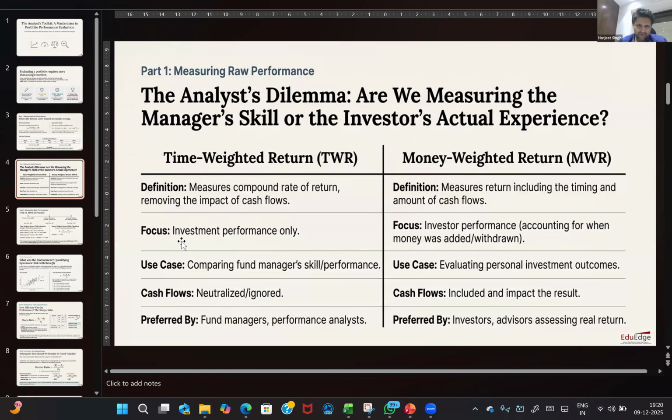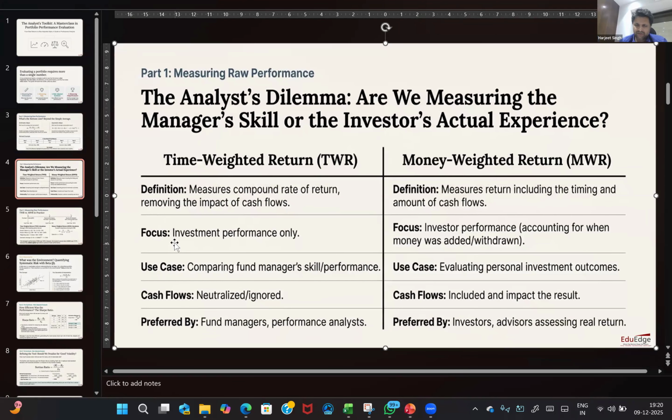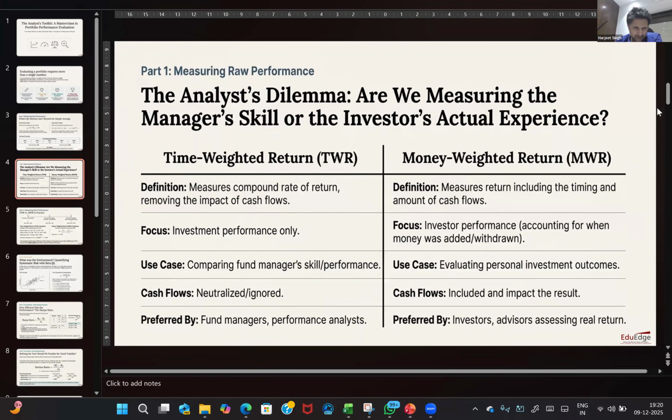Okay. Now, this gives a good comparison of the two types of returns. One is called time weighted, the other is money weighted. Time weighted return is what the manager quotes for investment performance.